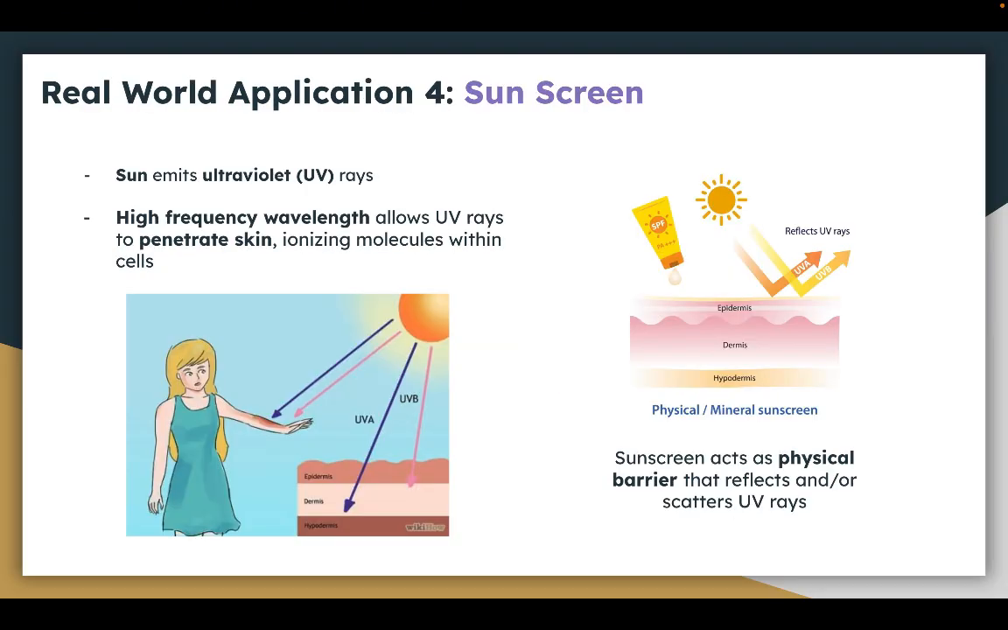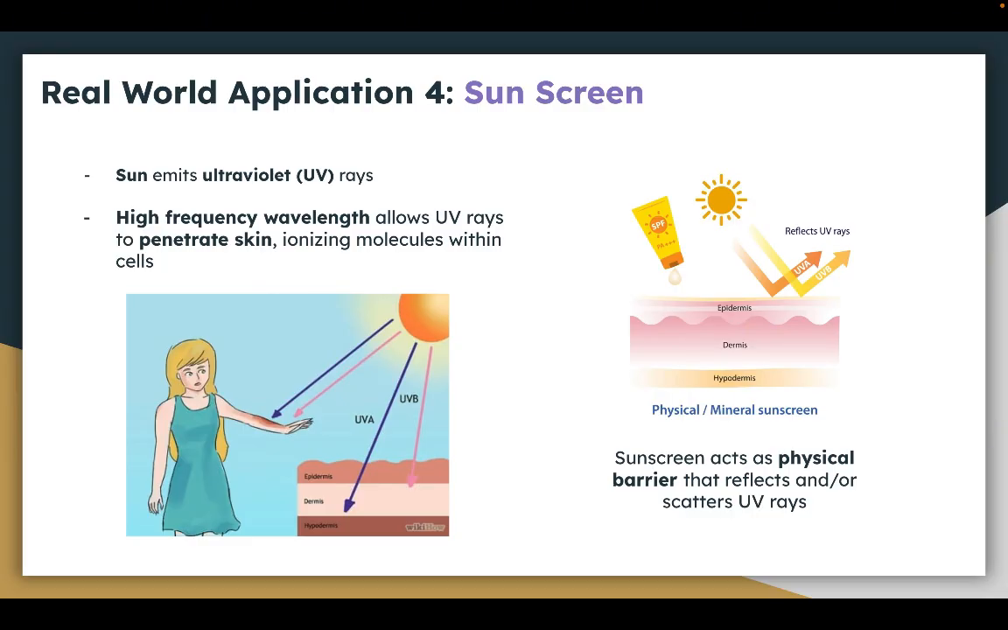Moving on to our fourth application, we're going to talk a little bit about UV rays and how sunscreen helps us to protect from them. We know that our sun emits ultraviolet rays, and the very dangerous ones are actually blocked off by Earth's atmosphere, but the UV rays that do make it through can be dangerous, as their high frequency of the wavelength allows them to penetrate our skin and ionize the molecules that make up our cells. This can be dangerous.